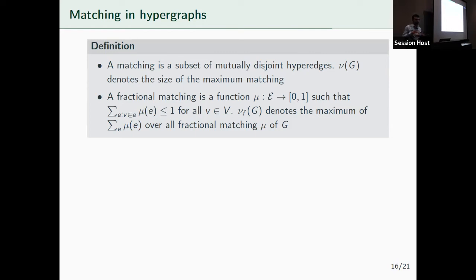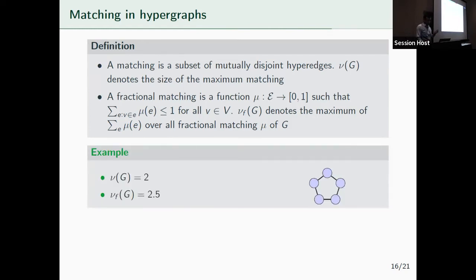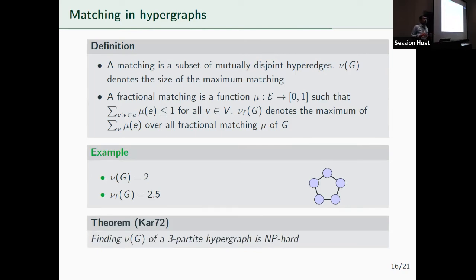And also the fractional matching is a function from hyperedges to numbers between 0 and 1, such that if you look at each vertex, the hyperedges that contain that particular vertex, the sum of that function is at most 1. And this is a famous example of difference between the matching and fractional matching, that they can be different for the cycle of length 5. And it is known that finding the maximum matching for tripartite hypergraphs is NP-hard. For bipartite graphs, there are efficient algorithms, but for tripartite, there are not.